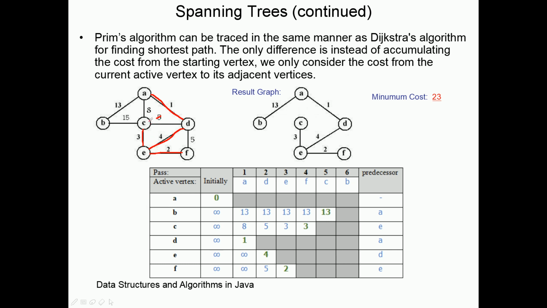And then what's next? 8. It will make a cycle again, so we cannot add it. There's only 13, which is AB. And now we have connected everything. In this case, it's the same tree.